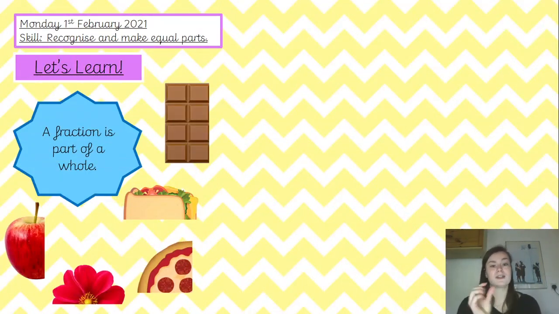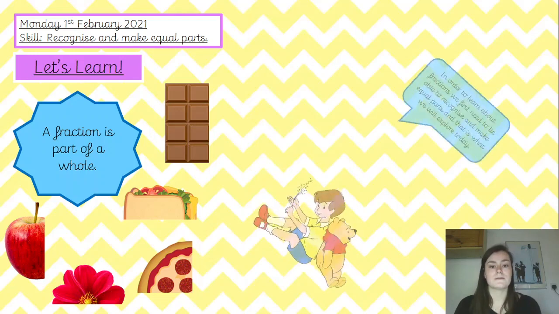So a fraction then is a part of the whole. So we've got a fraction of each of these things. So we've got a fraction of the apple, a fraction of the chocolate bar, a fraction of the sandwich, a fraction of the flower, and a fraction of the pizza. So we've not got the whole anymore, we've just got one small section, and that essentially is a fraction.